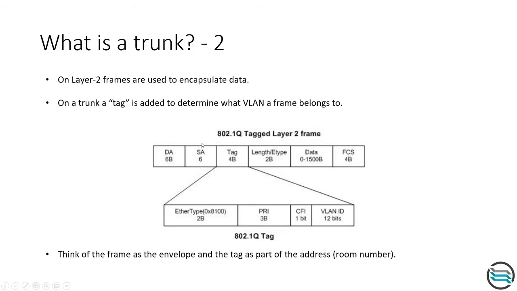So as you see here, we have our frame, we have our destination address, our sender address, and we have the tag with the 12-bit VLAN ID. 12-bit, 2 to the power of 12, this will give us 4096 values. We cannot use VLAN 0, so VLAN 1 through 4095 are the VLANs that we can play with on the trunk. So now we know what is a trunk, what is a VLAN, and let's get into the configuration.